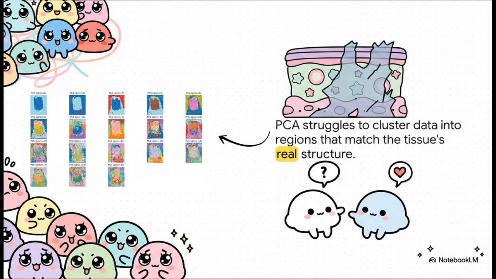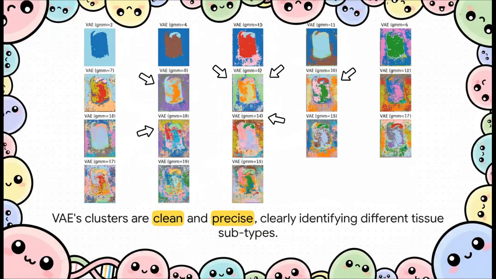Okay, so the next test was something called clustering. That's basically grouping similar pixels together to find distinct types of tissue, which could be the difference between a healthy area and a diseased one. And here's PCA's attempt. The boundaries are all messy, and it just completely fails to identify key structures that we know are in that tissue sample. But now, look at the VAE's clustering. It is incredibly precise. The clusters that it finds line up almost perfectly with the actual physical structure of the tissue. It's finding real, distinct biological regions that PCA was totally blind to.